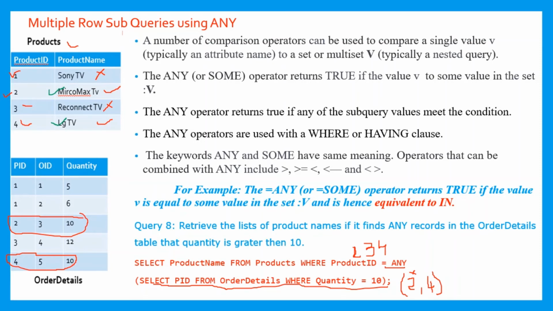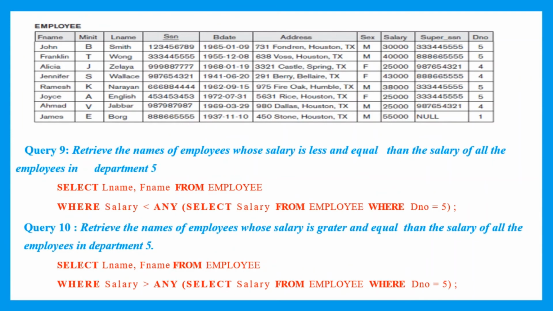In this slide, we are discussing a few more examples by making use of the ANY operator along with the relational operator. Retrieve the names of employees whose salary is less than the salary of all the employees in department 5. Means I need to retrieve the salary of the employees who are working for department 5, and that salary is compared with all the employees whose salary should be less than the employees working for department number 5.